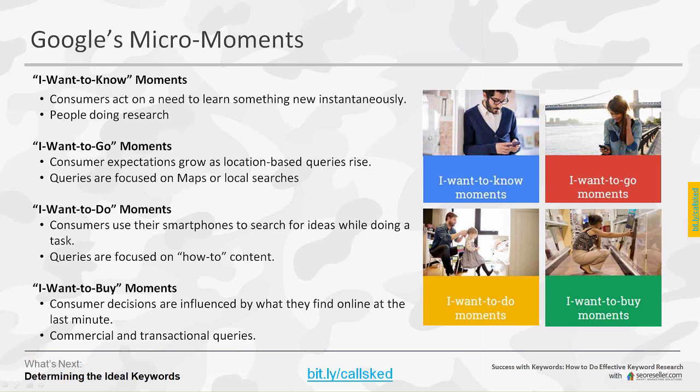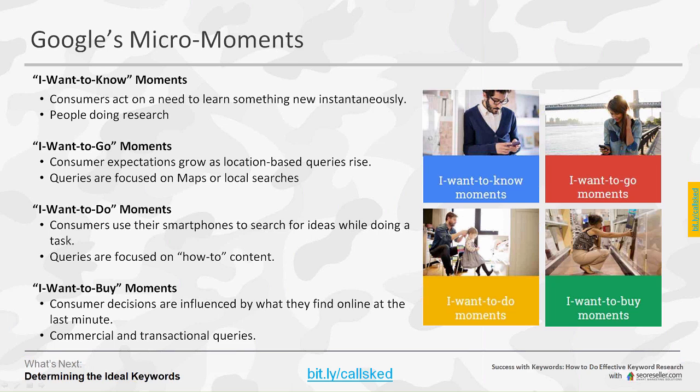In short, I want to know moments are informational keywords. They are consumers act on a need to learn something new instantaneously. Or they could be people just doing research. Now, people that do I want to go moments, the consumer expects a location-based query, and queries are focused on maps, local searches, something within their proximity, and so on and so forth. It was very early on, I think data coming from 2010 when Google realized that, and probably earlier, where Google realized that searches were usually 60% location-based, and that's why they've invested so much in the robust development of Google Maps.